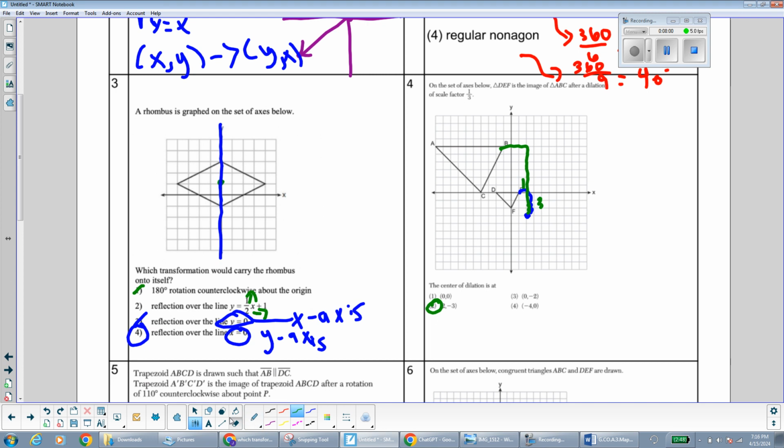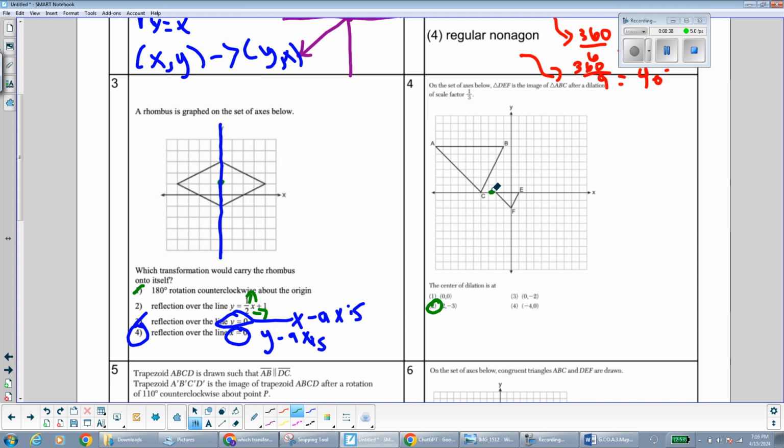If you check out the other two answer choices, I'll just check them out really quick. (0, -2) can't be it, because if that was the center of dilation, then the original figure would have been here as well. Because if it's the center of dilation, it doesn't move. So if it's part of the shape, it would stay in the same spot. So that can't be it. That's definitely not it. And the next one is (-4, 0). This one can't be it for the same reason as we said before.